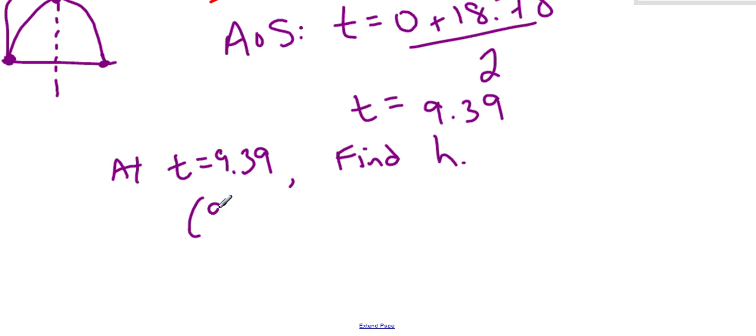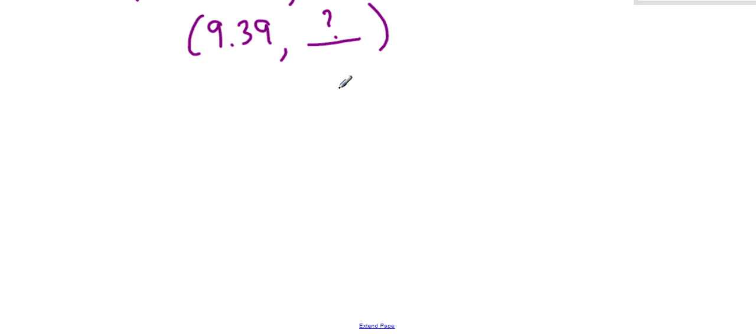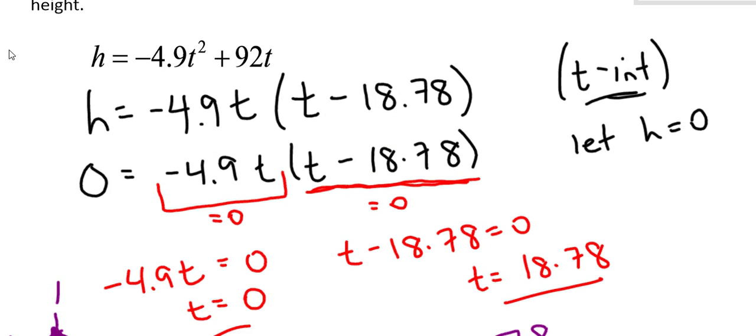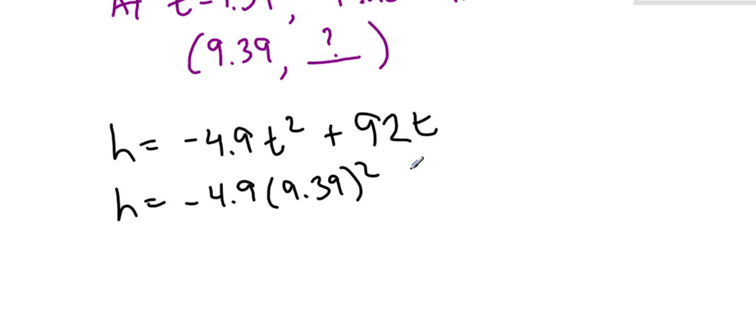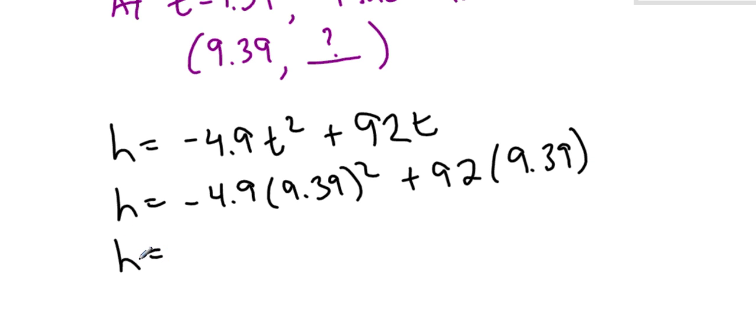Another way of thinking about that is we now know that the vertex has 9.39 as the first term, and we're looking for the second term. So we're going to take the original equation, height equals negative 4.9 t squared plus, what was it? 92t. And we're going to sub that value of t, the midpoint value from the roots, into the equation. And we're going to solve. And that solution will be the y-coordinate, or in this case, the h-coordinate of the vertex, also known as the maximum.